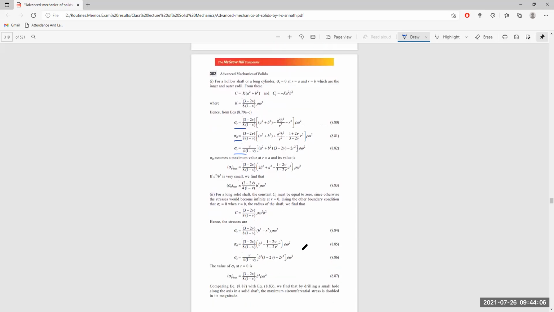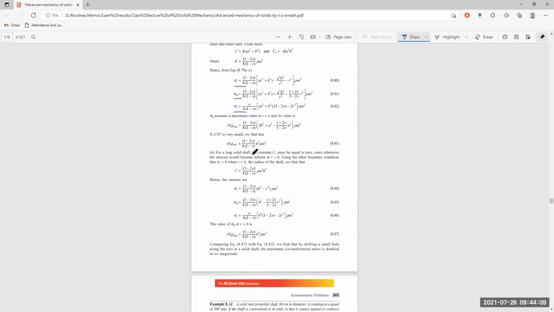For a long solid shaft, what happens? The constant C1 must be equal to 0, since otherwise the stresses will become infinite at R equal to 0. So another boundary condition: sigma R is equal to 0 when R is equal to b, say the radius of the shaft. We have C as (3 minus 2 nu)/8 times rho omega square, and we put the value of C and C1 equal to 0. That gives the radial stress, circumferential stress, and longitudinal stress.